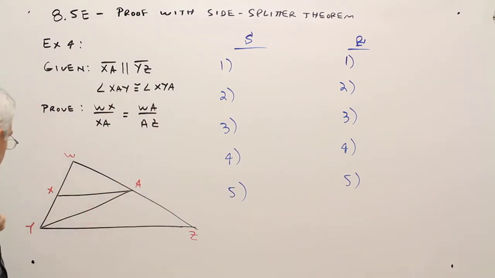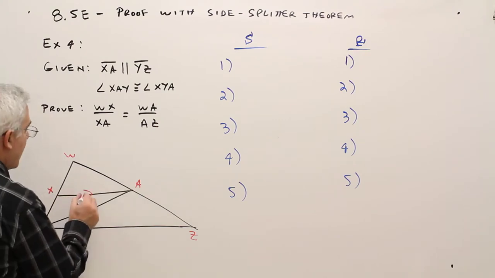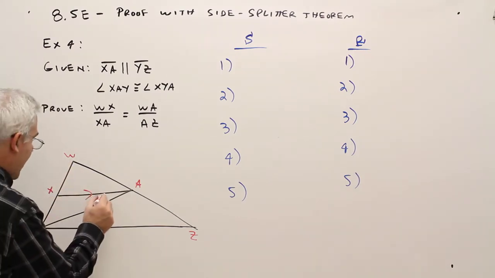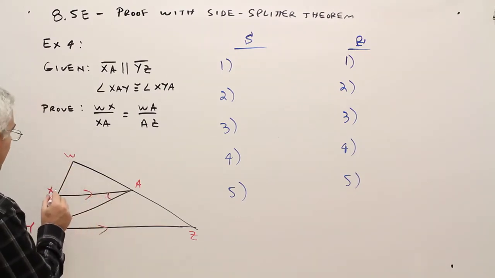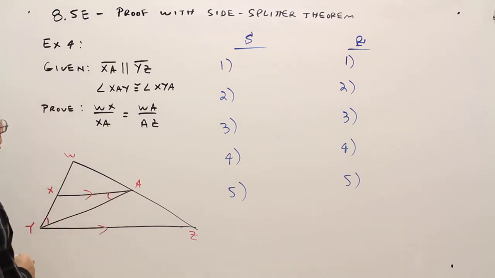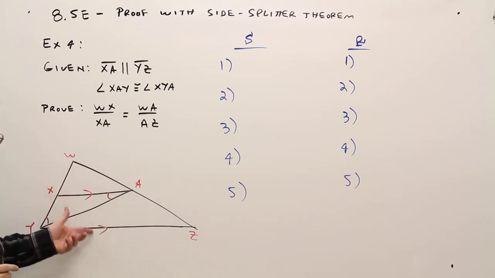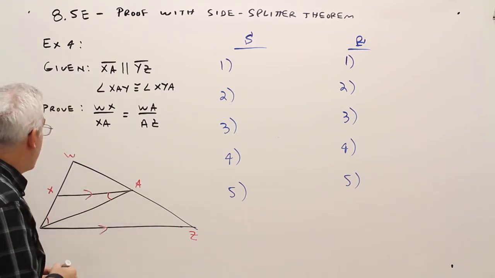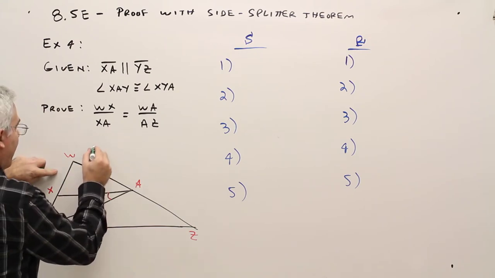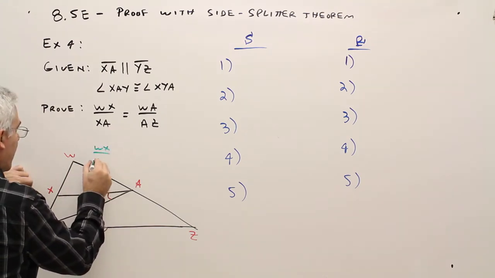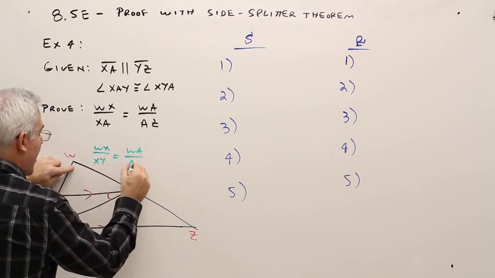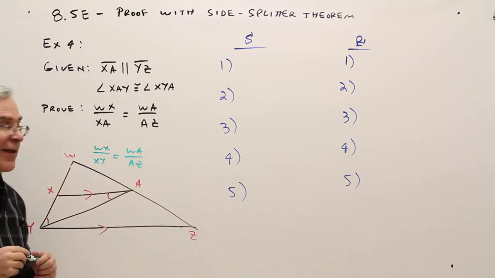So here's example 4. Given that XA is parallel to YZ and that angle XAY is congruent to angle XYA, prove this proportion. Okay, so the very first thing I'm going to do is say, hey, it looks kind of like the side splitter. Let's just write down that proportion. So if I were to use a side splitter, I could definitely get WX over XY equals WA over AZ. Just a straight shot of the side splitter theorem.